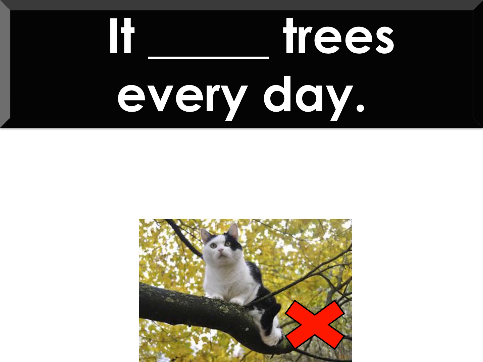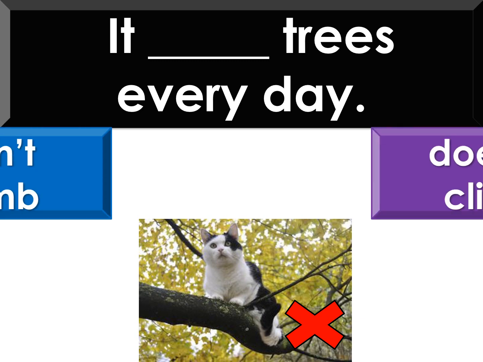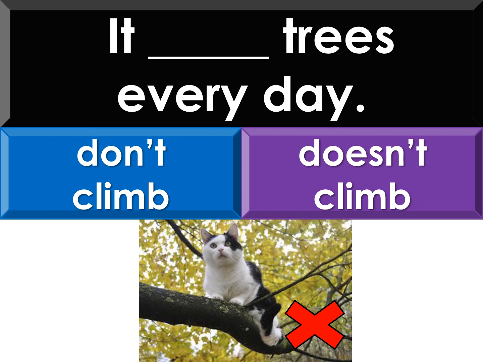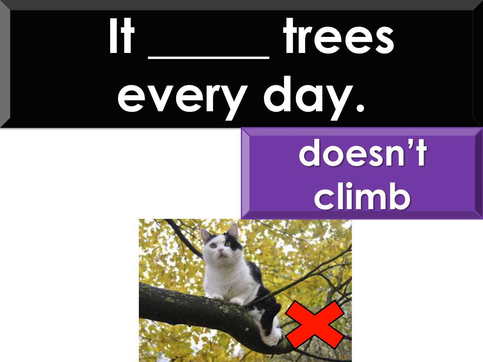Here's another no sentence. It blah blah blah trees every day. Pick one. Don't climb or doesn't climb. Remember, it's a he, she, it. We're using it in this sentence. If you picked the right one, you picked the purple one. Now say the sentence after me. It doesn't climb trees every day. Maybe just once a month.